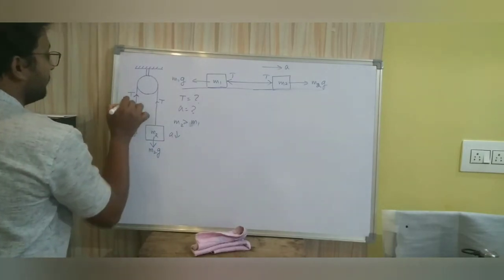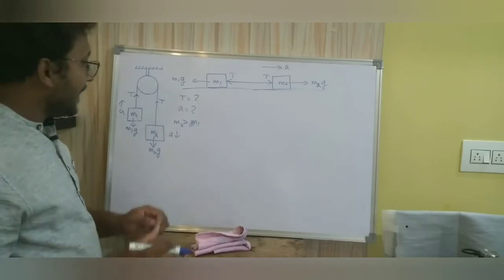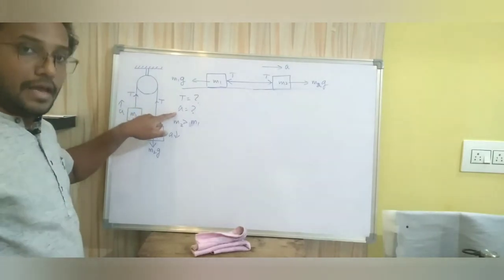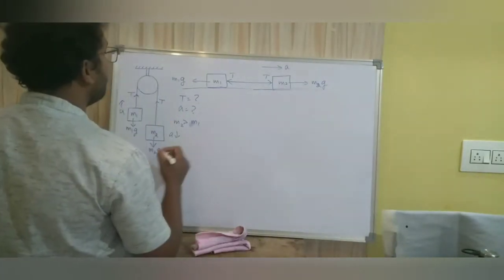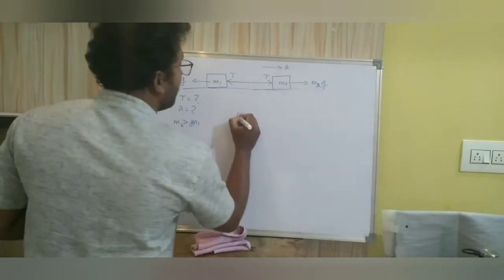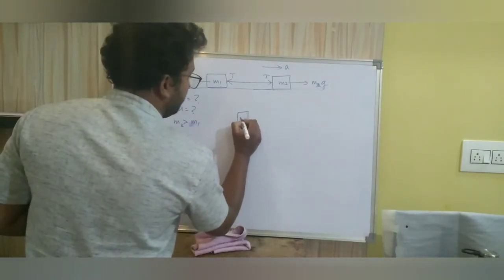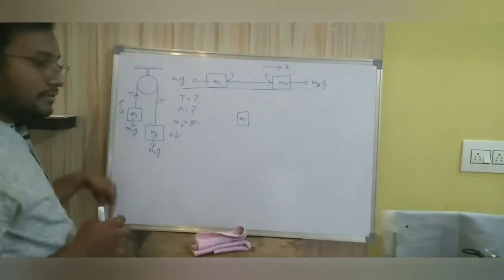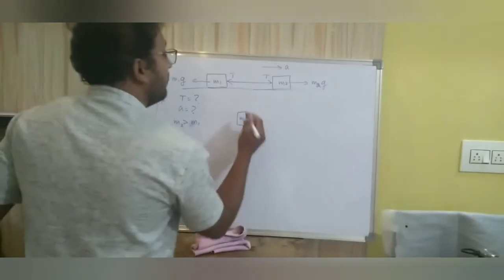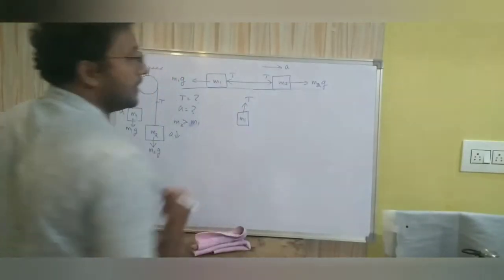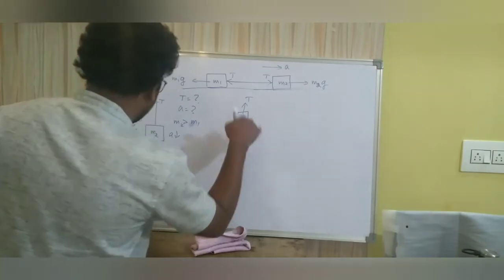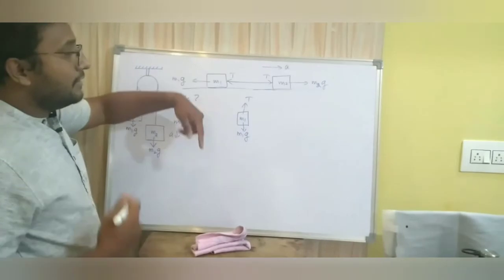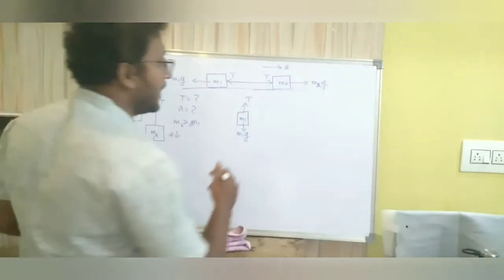Now write the free body diagram for m1 and m2 so that I'll get what is T and what is the acceleration. Let me write the free body diagram of m1 first. On m1 only two forces are acting, one is tension and the other is the weight of the block. Therefore tension acts in the upward direction and the weight, let me call it m1 into g, acts downward.